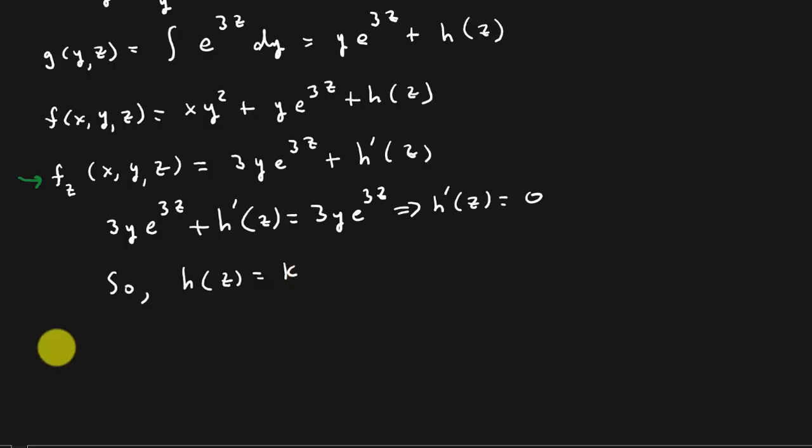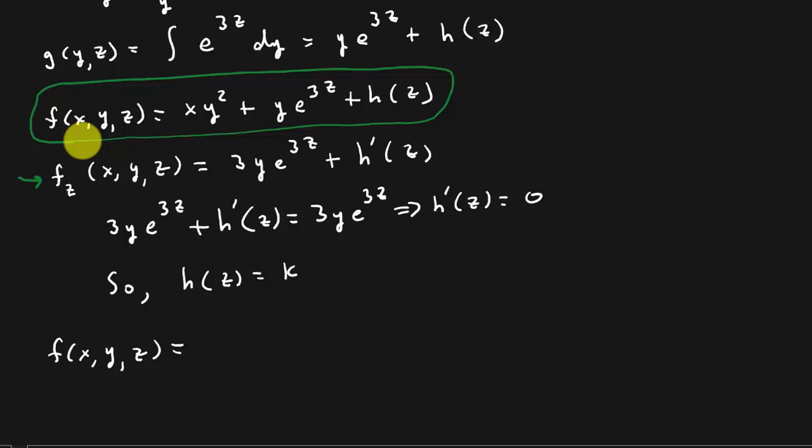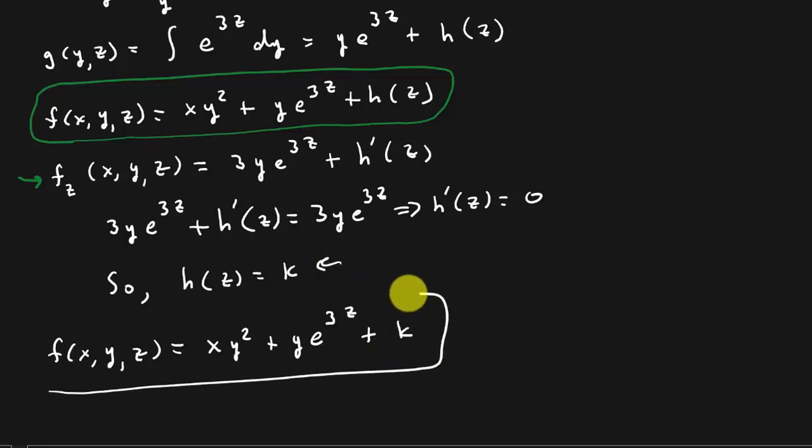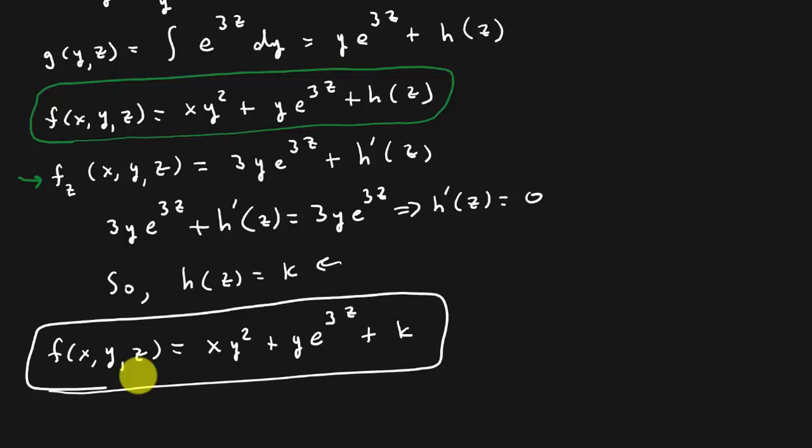Okay, so that tells me that f of x, y, z is equal to, okay, so now I'm looking at this. You see that? There's my potential function. See how I'm slowly building it up? So this is going to be x y squared plus y e to the 3z plus h of z, and we determine h of z is k, and there's your potential function. So like I said, that's going to be the most difficult part, is finding the potential function.